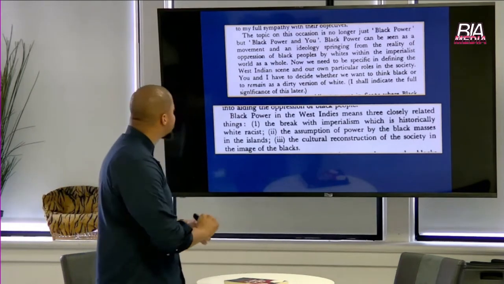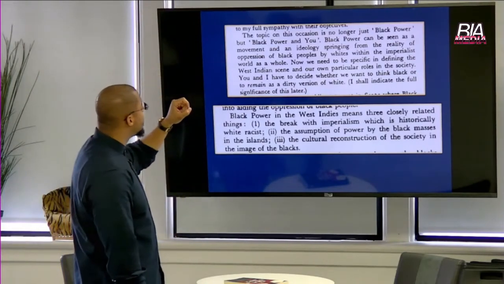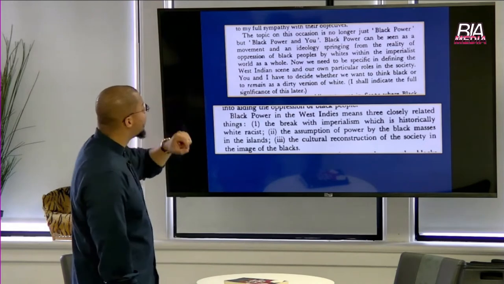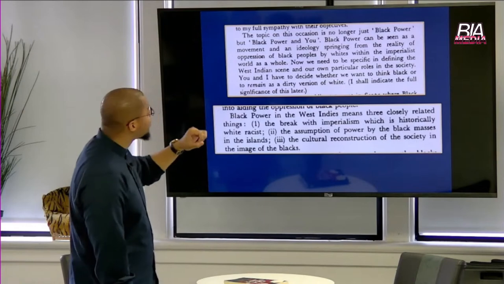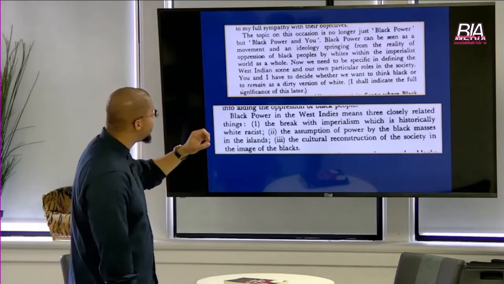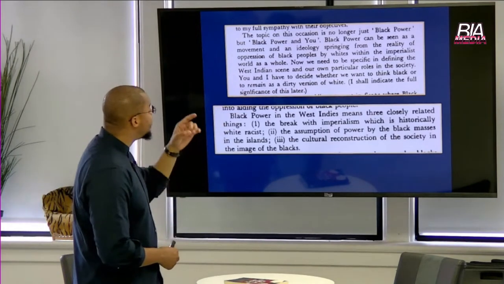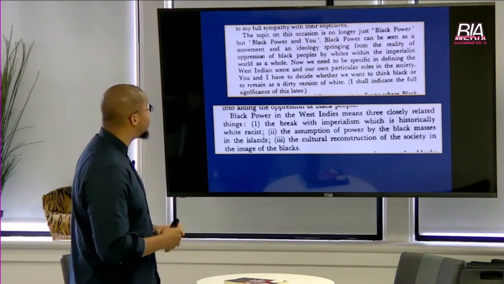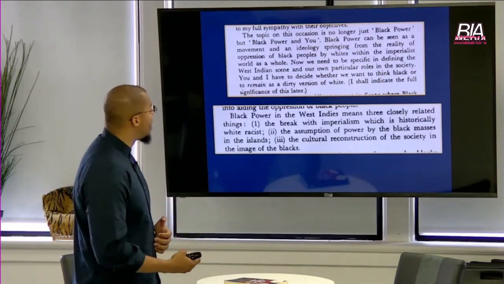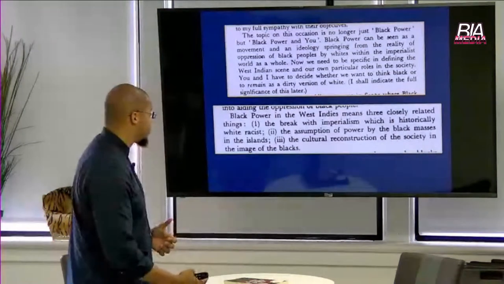Because he says, on this occasion, the topic is no longer just black power, but black power in you. Black power can be seen as a movement and an ideology springing from the reality of oppression of black peoples by whites within the international world as a whole. Now we need to be specific in defining the West Indian scene and our own particular roles in this society. You and I have to decide whether we want to think black or to remain as a dirty version of white. Black power in the West Indies means three closely related things.